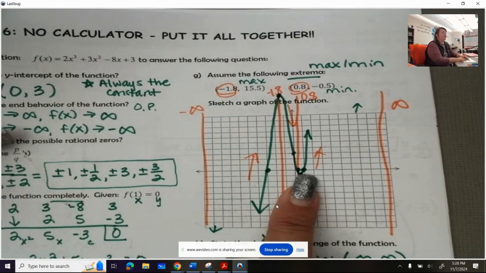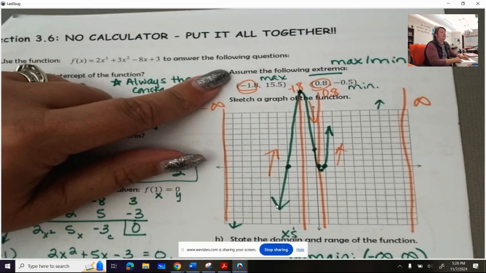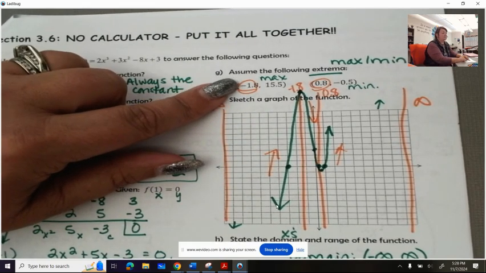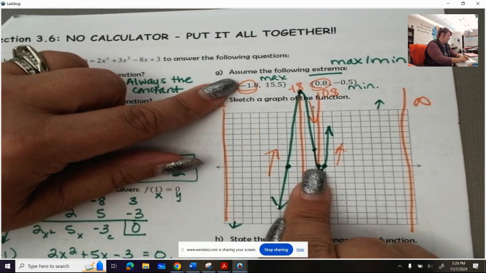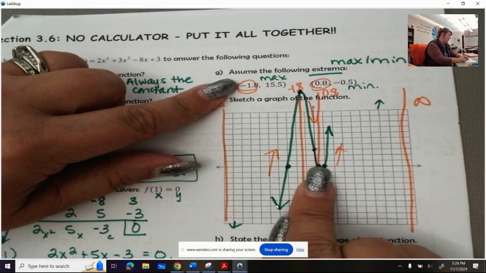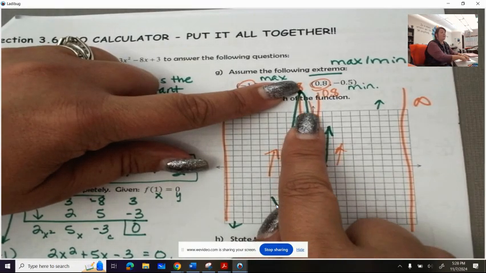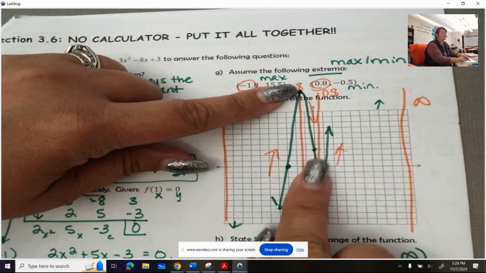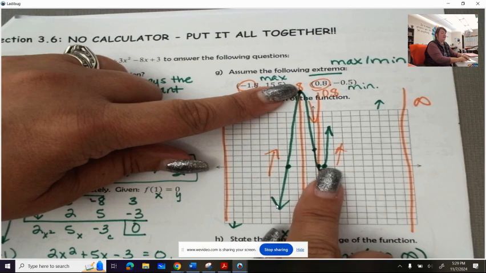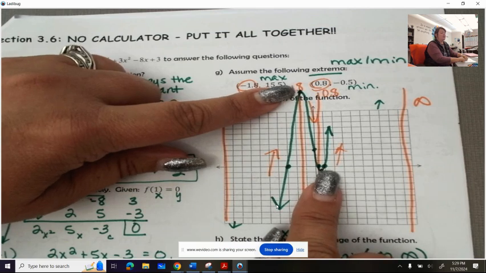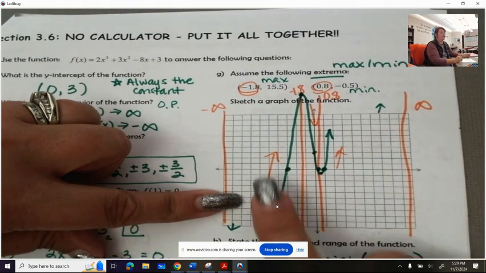Then the other thing that we did in the calculator was the max and min. And so I also have to give you those if I'm not going to give you a calculator. So the negative 1.8, which is about right here, just over negative 1, and 15.5. So I just went up here and guesstimated about where it would be because this is 10. So negative 1.8 and 15.5 is up here. And then 0.8 and negative 0.5 is between my zeros right down here. So knowing the zeros, the y-intercept, the max and min, and how my end behavior was supposed to go, I went ahead and sketched the graph.